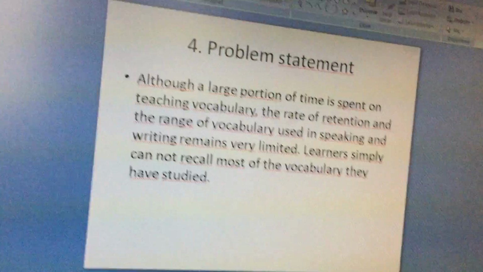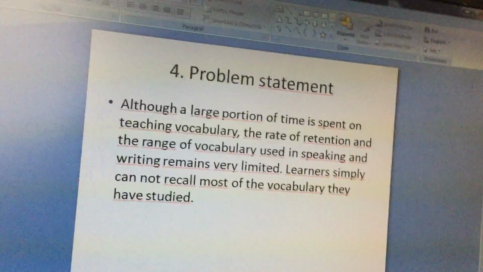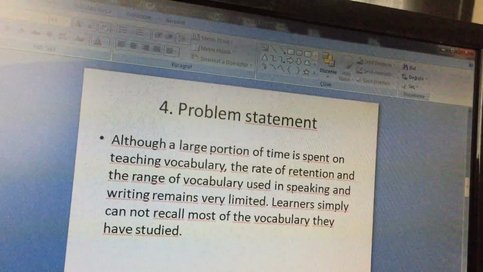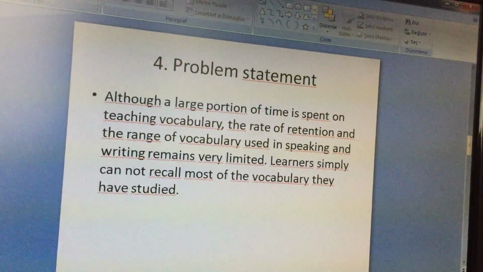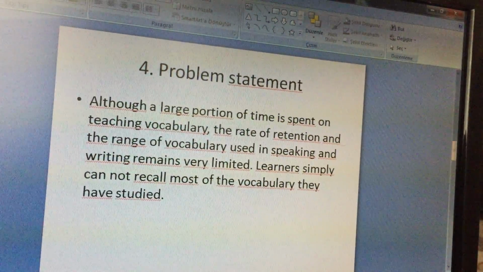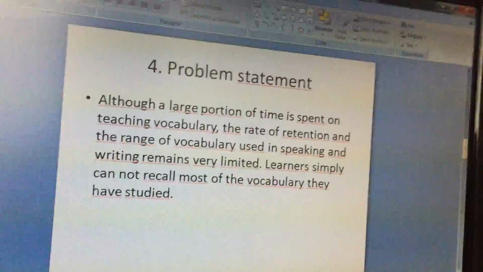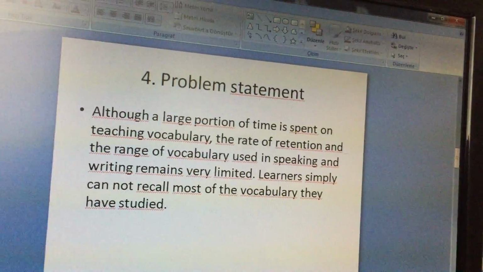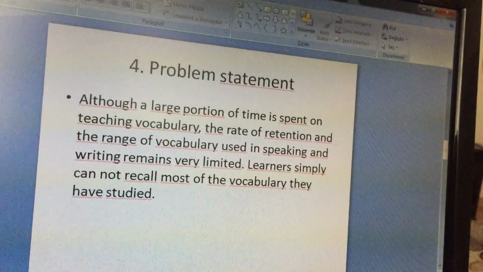So, what is the problem? As I mentioned before, although a large portion of time is spent on teaching vocabulary, the rate of retention and the range of vocabulary used in speaking and writing remains very limited. Learners simply cannot recall most of the vocabulary they have studied.